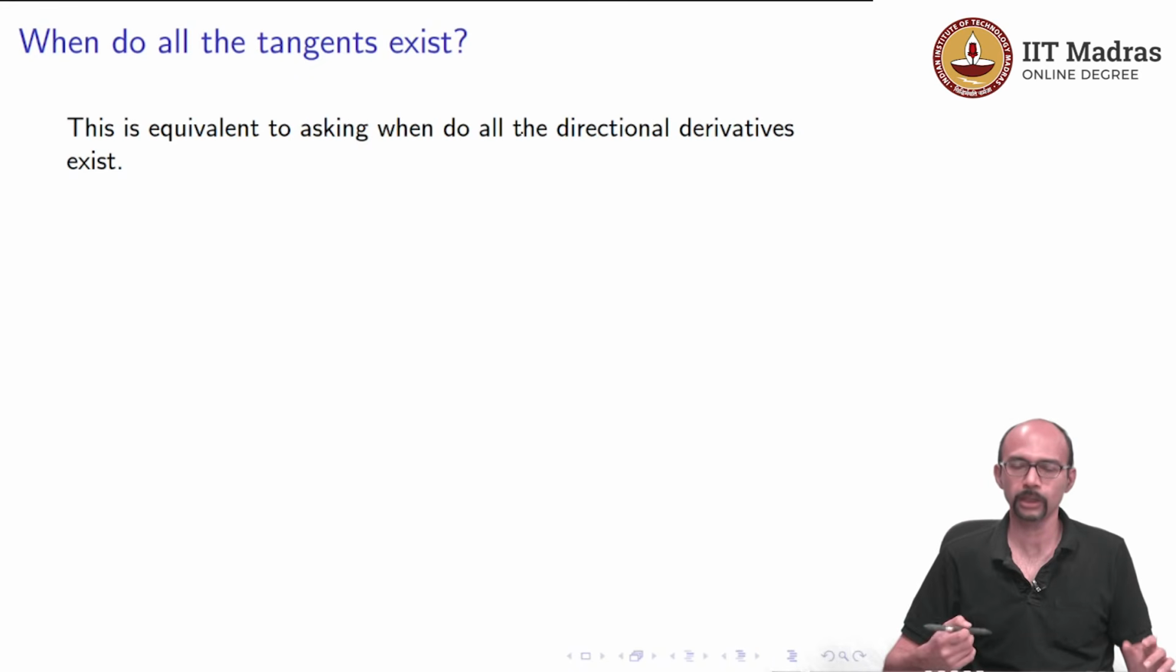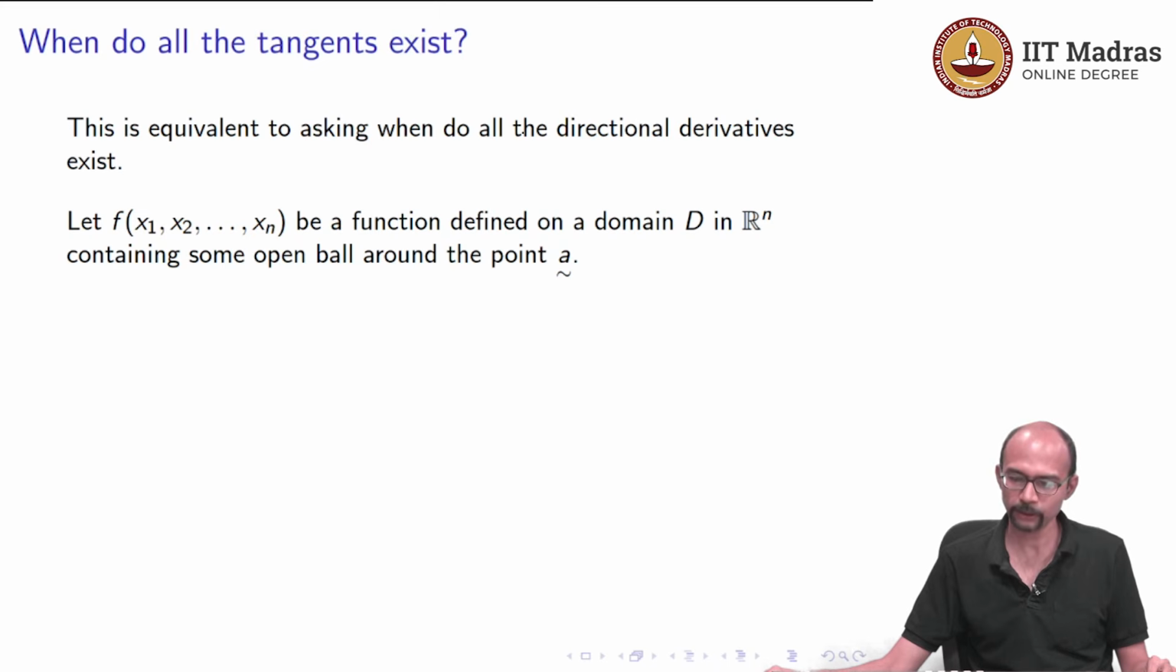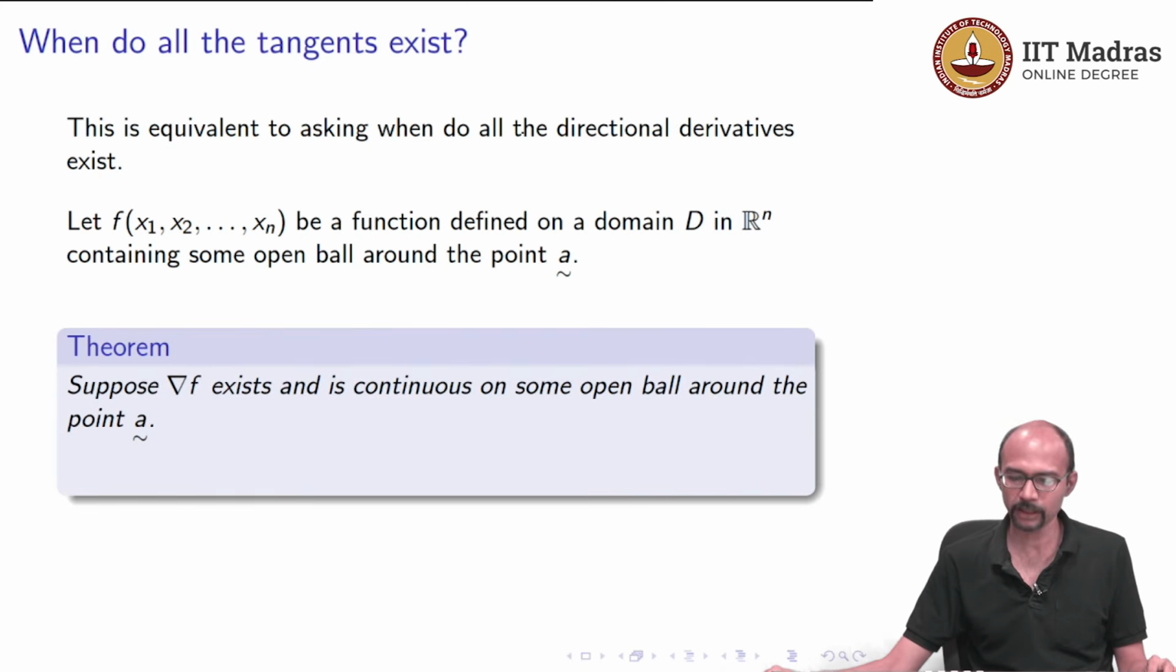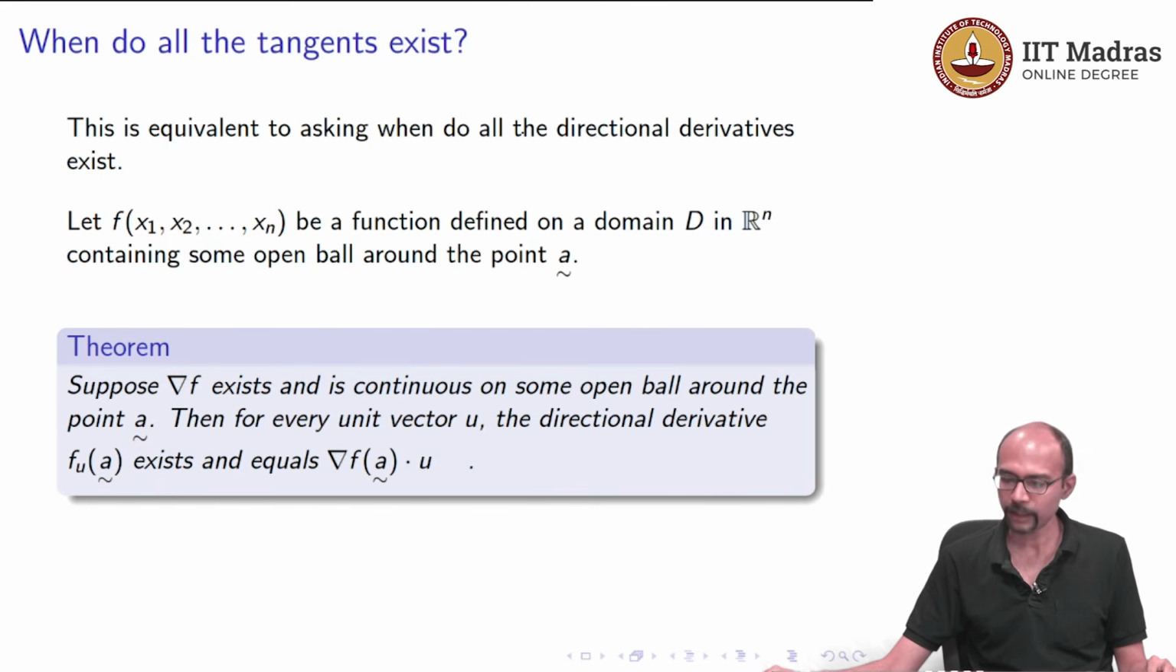So, we can ask, when do all the tangents exist? And this is equivalent to asking when do all the directional derivatives exist, and this is a question that we actually know the answer for. So, if f of (x1, x2, ..., xn) is a function defined in the domain D in R^n containing some open ball around the point a, then we have this wonderful theorem that if the gradient exists and is continuous on some open ball around the point a, then for every unit vector u, the directional derivative f_u of a exists and equals the gradient of f at a dot with u.